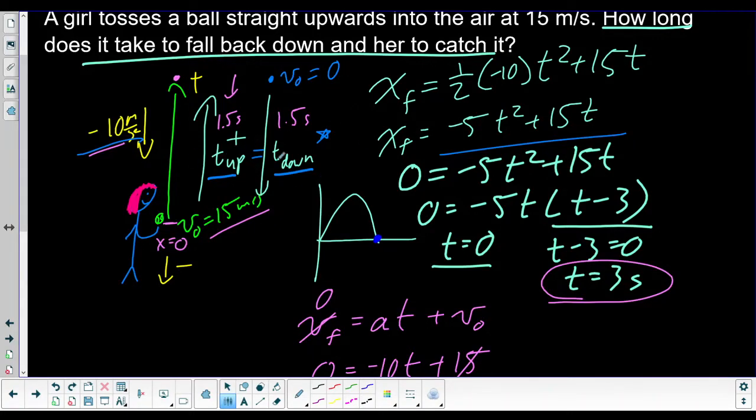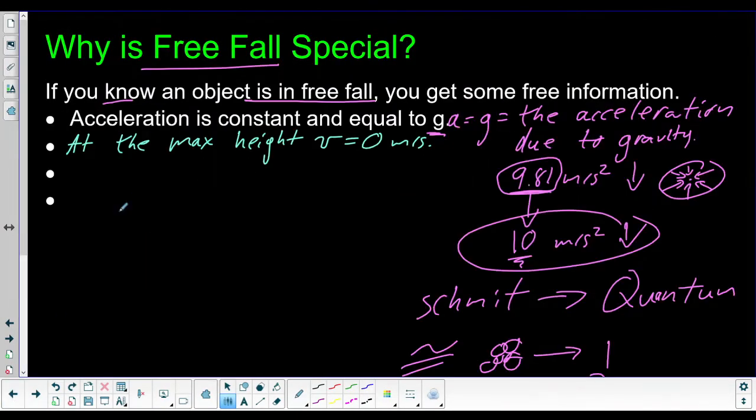So we have figured out, by doing a little bit of math, one quadratic, one linear, that the time it takes for something to go up in free fall equals the amount of time it takes to come back down in free fall. So let's add that to our important stuff we know.